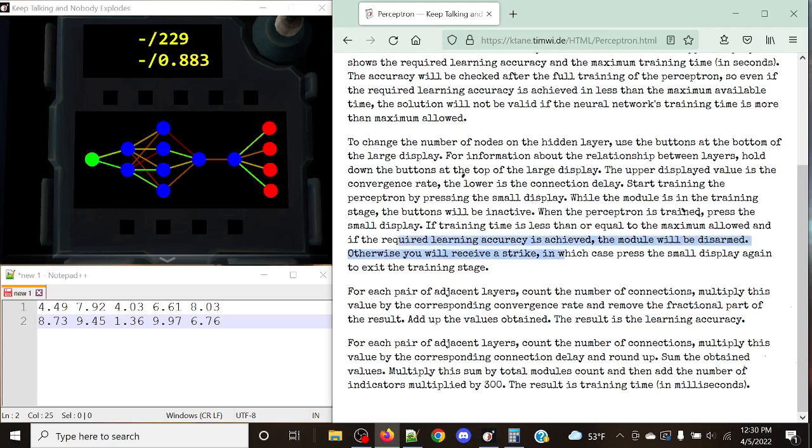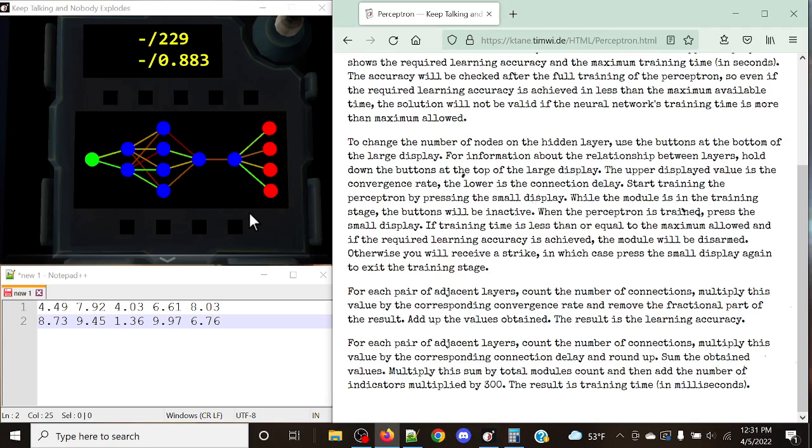Otherwise you will receive a strike, in which case press the small display again to exit the training stage. The module does not reset as far as I'm aware, but it is rather quite annoying if you do strike. I'm not here to teach you how to strike, I'm here to teach you how to solve this module. So here's where we get into the bulk of the work. This is where we're going to be focusing on the calculations.